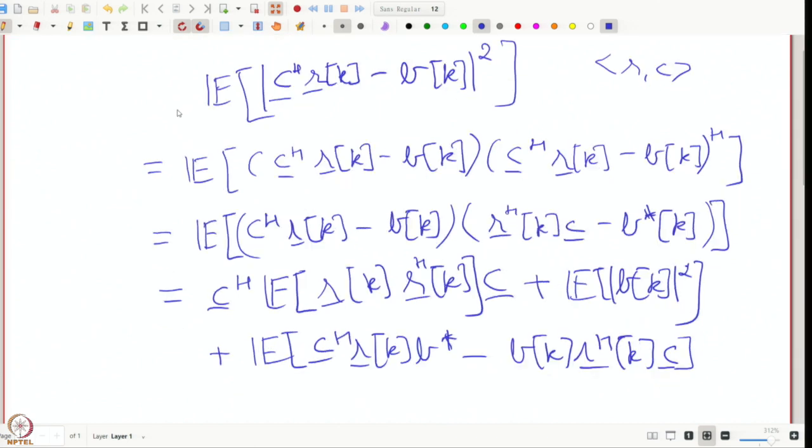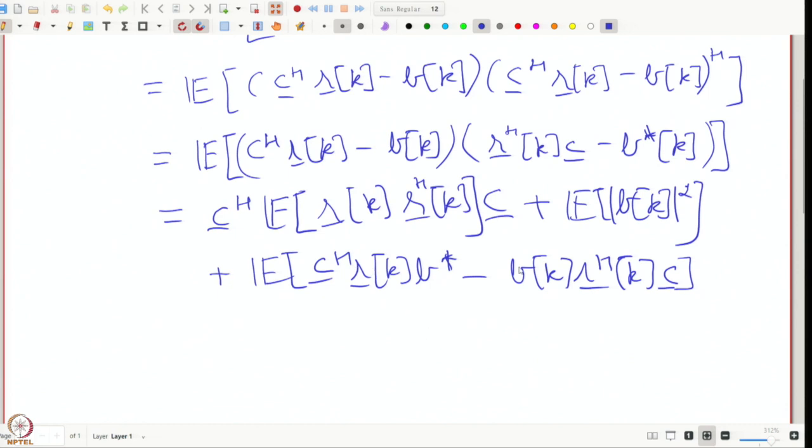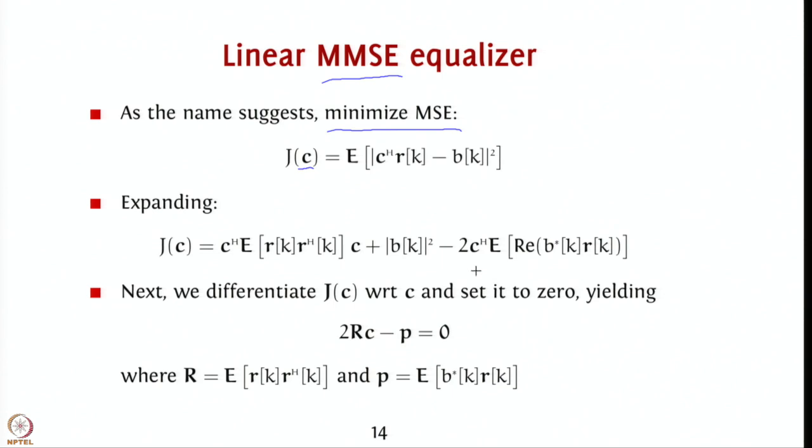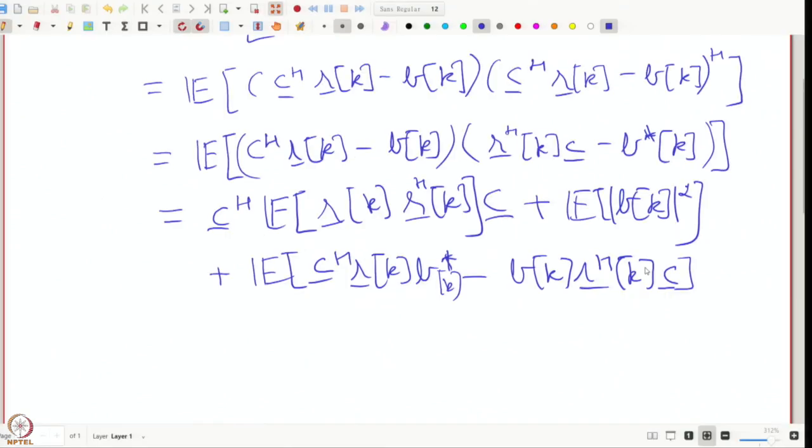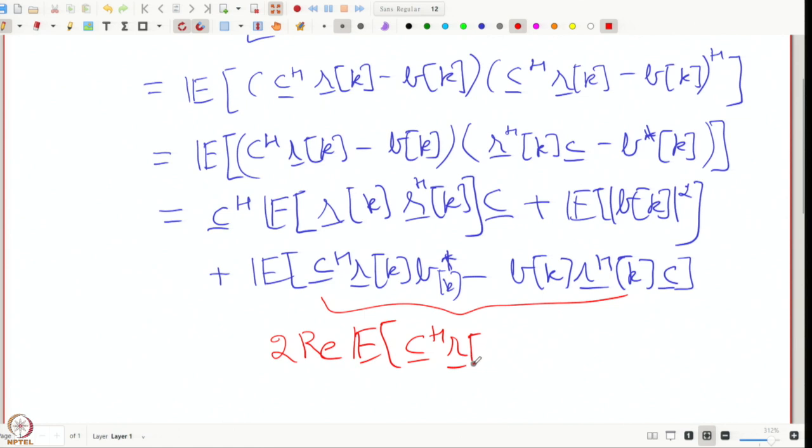Okay, so now we have this particular cross term, this C Hermitian RK BK star minus BK R Hermitian C. If you now look at what we have on our slide, essentially this is what we have written, except that we have written this as two times real part. The two times real part comes in very handy because if you see C Hermitian RK BK star, the whole conjugate is BK Hermitian CK. So I can write this as, I can also put the expectation outside, doesn't matter. It's the same thing.